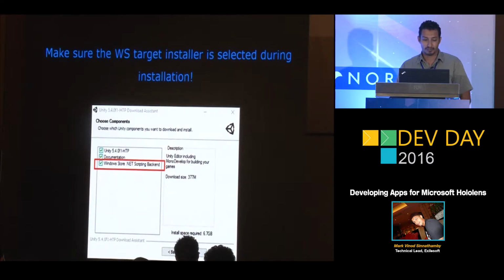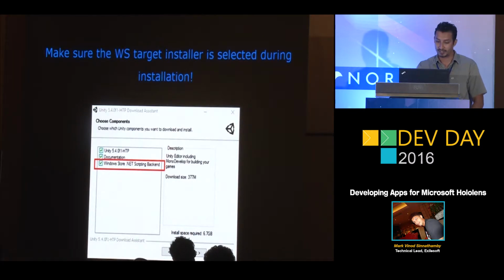And one important thing when you're installing the Unity HTP is that you will have some options. One of those options would be Windows Store .NET Scripting Backend, which is very important and required. Otherwise, you will not be able to import your Unity files into a Visual Studio project, which is required, as you will see in the hands-on demo.